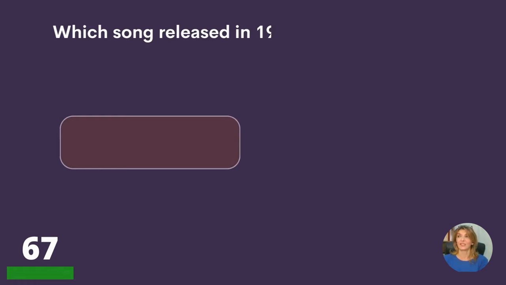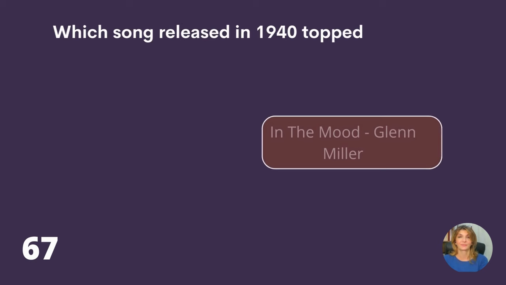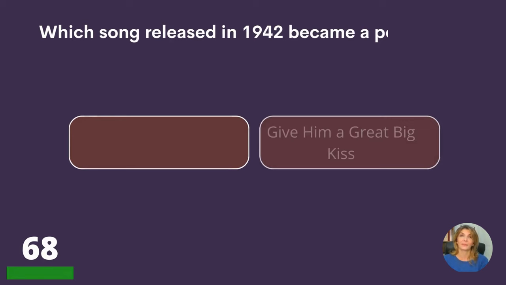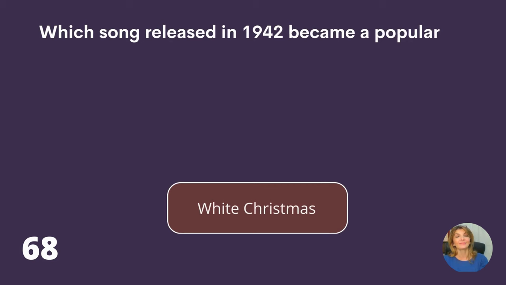Which song released in 1940 topped the charts? Shape of You, Ed Sheeran, In the Mood, Glenn Miller, or Here I Go Again, Archie Bell and the Drells? In the Mood by Glenn Miller. Which song released in 1942 became a popular hit? Bonnie and Clyde, Give Him a Great Big Kiss, or White Christmas? White Christmas.